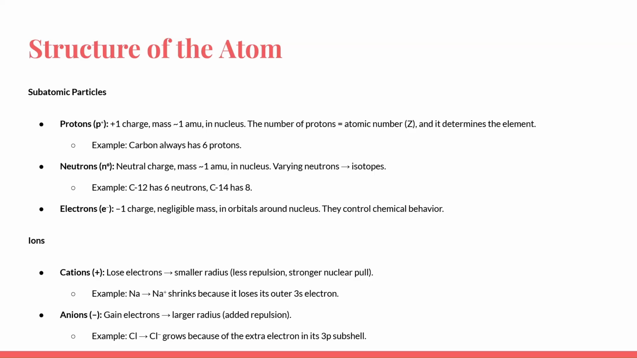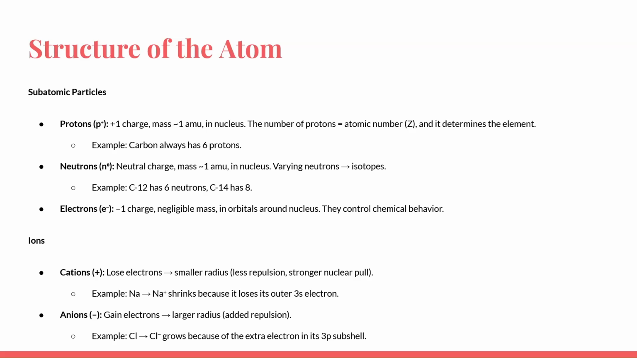Neutrons, N0, it has a neutral charge, it has the mass of about 1 AMU, and it's also in the nucleus, and varying neutrons lead to different isotopes. So for example, C12 has 6 neutrons, C14 has 8. C12 has 6 neutrons. That's just normal carbon, C12, because it has 6 protons and 6 neutrons.